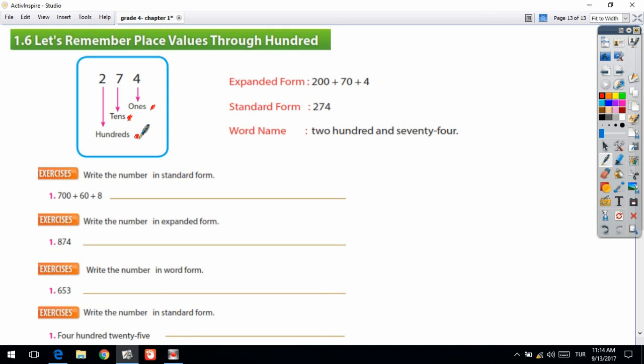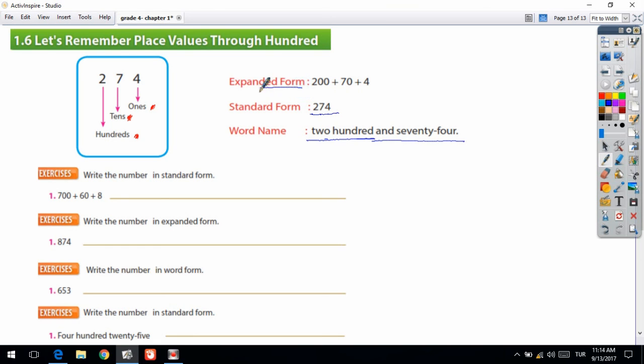Standard form. There is a standard form, your own number: 274. Is that a problem? No. Word name is how to read the number, how to say the number. 200 is written as 200, and 74. Is there any problem? No. So what about expanded form?